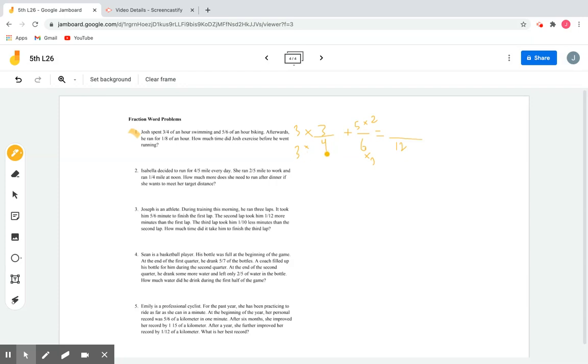So this will be 9/12 plus 10/12, right? Because 3 times 3 is 9 and 5 times 2 is 10. So the answer will be 19/12 or 1 and then 7/12.